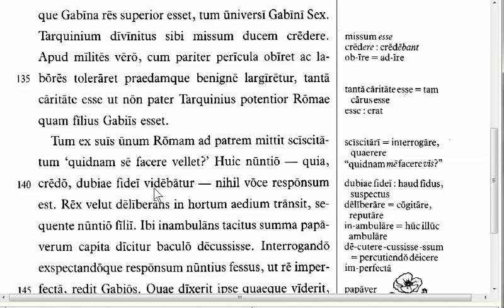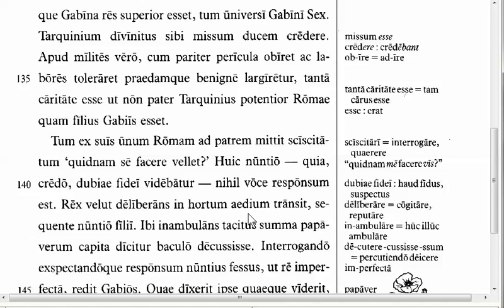In line 142, we have, we'll start with rex velut. Rex velut deliberans in hortum aedium transit, sequente nuntio filii. So the king, as if he were mulling things over, or considering things, crossed over into the garden of his house with the messenger of his son following him.